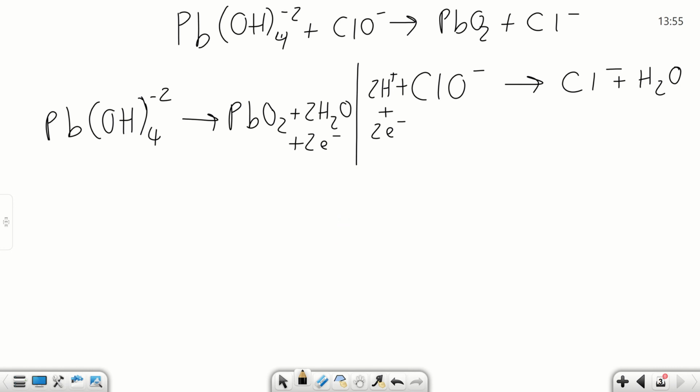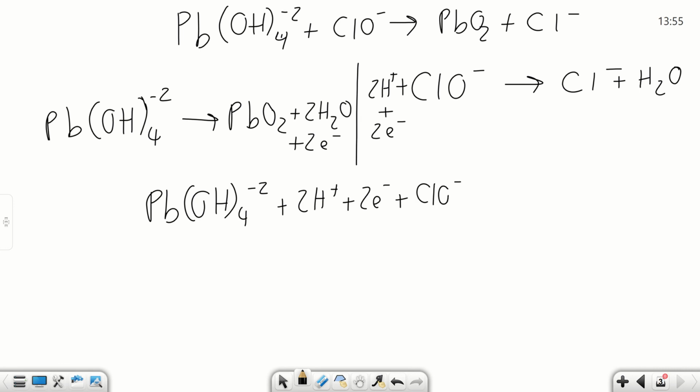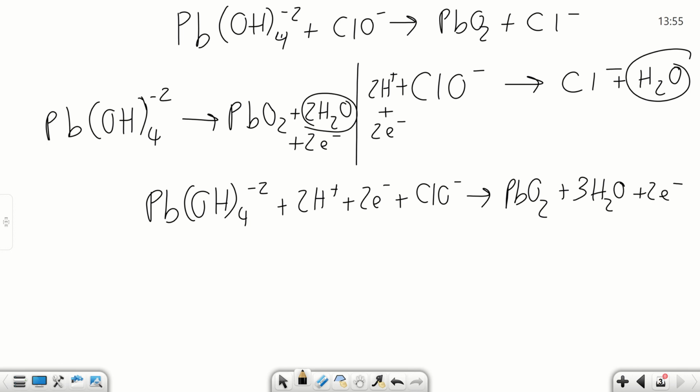I'm going to add them all together. So I get PbOH4 minus 2 plus 2H plus 2 electrons plus ClO minus produces, I kind of didn't give myself much space here, PbO2 plus, I actually add these H2Os. I know they're on the same side, that's kind of weird, but we add those, 3H2O and then plus 2 electrons. I do cancel out anything I can cancel out, my 2 electrons.